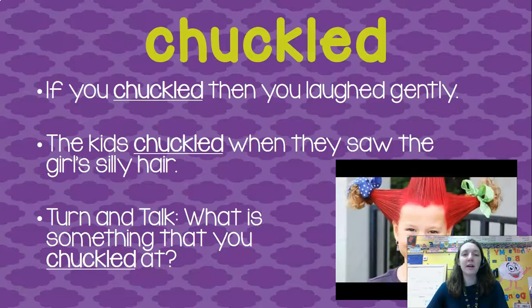So if you're chuckling, you're laughing, but it's kind of a gentle laugh, right? So you're not like belly laughing. If you chuckled, we're going to laugh a little bit, just like, hee hee, chuckled, hee hee. Ready? Chuckled, hee hee. So you have received, account, budget, a little bit here, a little bit there, disappointed, and chuckled.